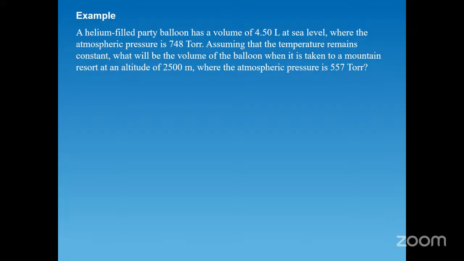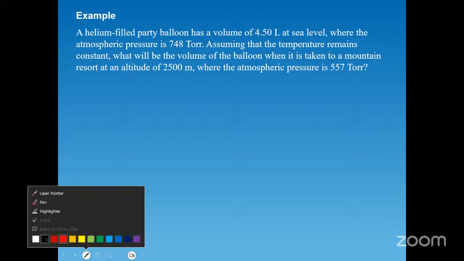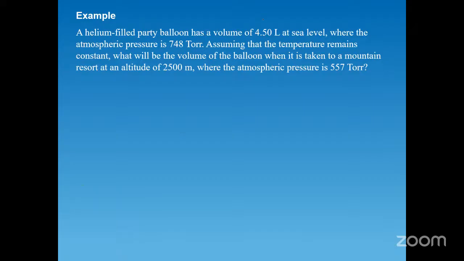Now, let me just say this. When you're doing problems of this type, you have to identify the initial pressure and volume, the final pressure and volume, based on the information provided in the question, and what the question is asking for. So it tells you that the initial volume is 4.50 liters, so this would be your V1. The initial pressure would be 748 torr, that would be P1. And then the final pressure, this would be P2. And what the question is asking for is V2.